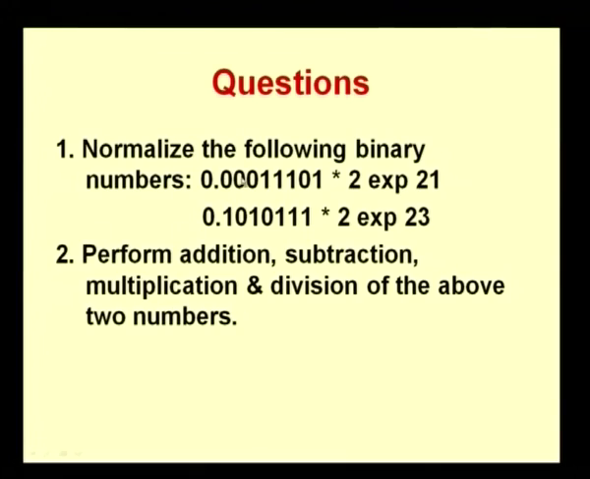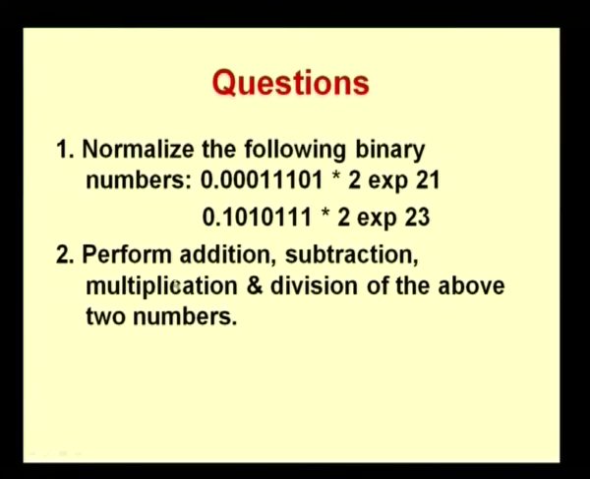So, the exercise for you to try out to understand today's topic is very simple. Just take these two binary numbers and normalize them. You have a number here, 0.00011101 into 2 to the power of 21, and the other number I am giving here is 0.1010111 into 2 to the power of 23. Okay, these are two numbers. You can try to normalize these two numbers. You can normalize them in the 32-bit representation or also in the IEEE representation, and then perform addition, subtraction, multiplication and division on these two numbers.